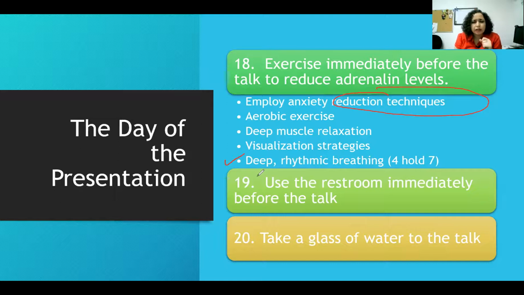This technique is really nice. Just before the talk, like 2 minutes or 5 minutes before you start speaking, you can start doing some exercises like this. Deep rhythmic breathing. You inhale the air, count 1, 2, 3, 4. Be conscious of your inhaling and exhaling, of your breathing. Start counting, in your mind, of course. 1, 2, 3, 4. And then exhale. Inhale. Exhale. Calm down.